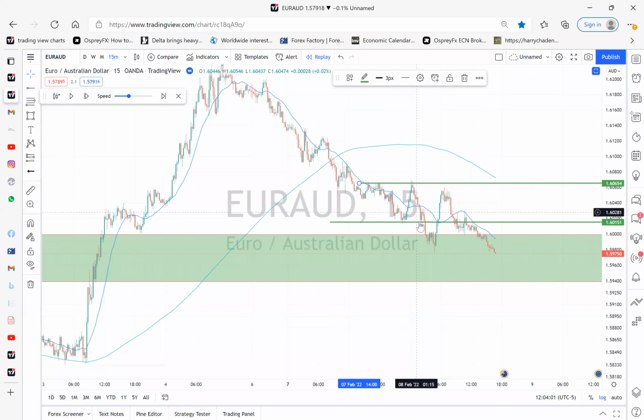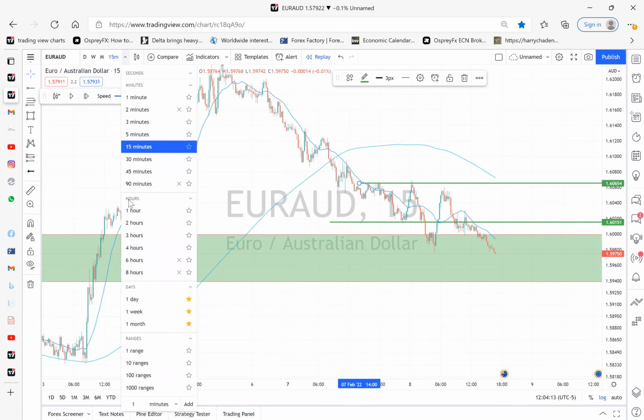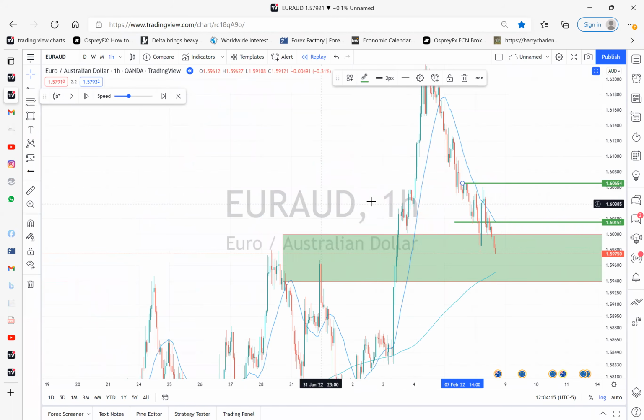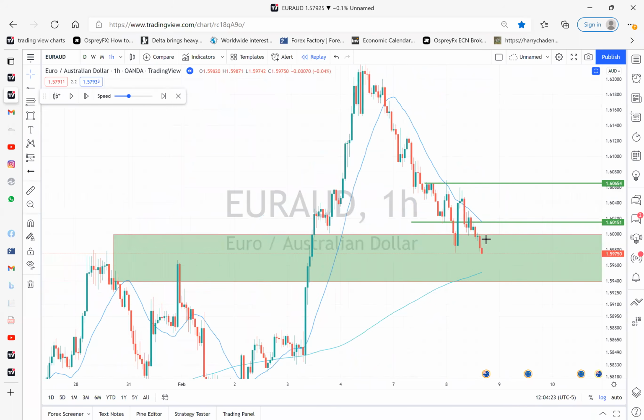This is just what some people would call a complex pullback or a pullback on a different time frame. You know, like on the 15-minute, it looks like you broke structure, but maybe on the 30-minute or the 1 hour, it doesn't even look close, right? It's just a complex pullback. So it just depends on where you're looking in the market.